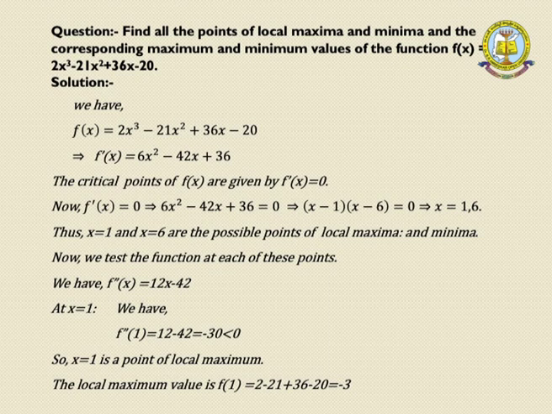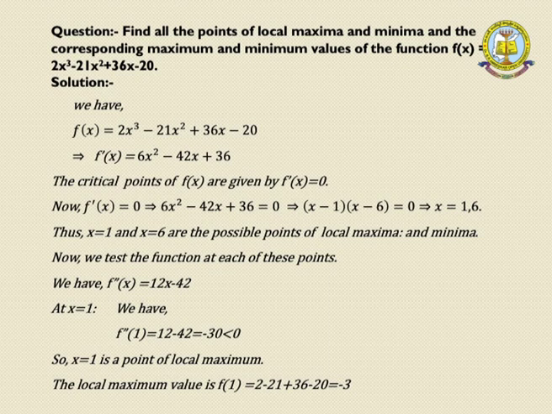Find all the points of maxima and minima. Whenever a polynomial is given, first find f dash x. What is f dash x? First find the derivative, that is 2x cube minus 21x square plus 36x minus 20. So, you may equate f dash x to 0. If f dash x equals 0, you have 6x square minus 42x plus 36 equal to 0, or you have the values of x as 1 and 6.